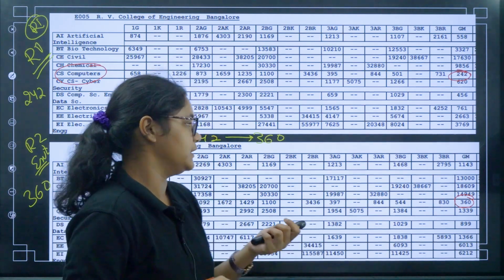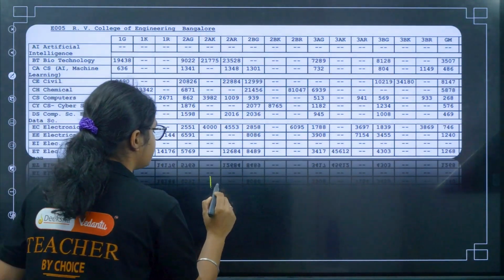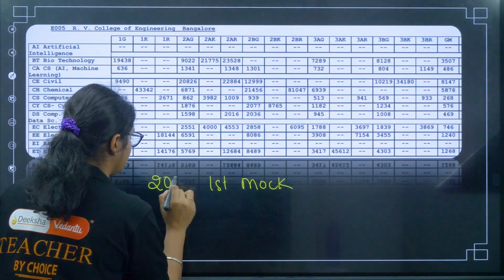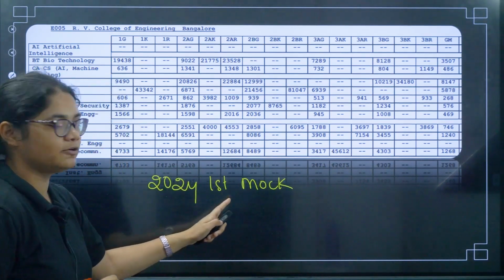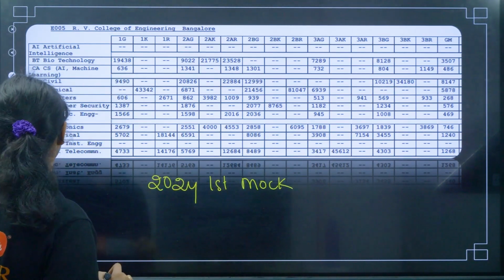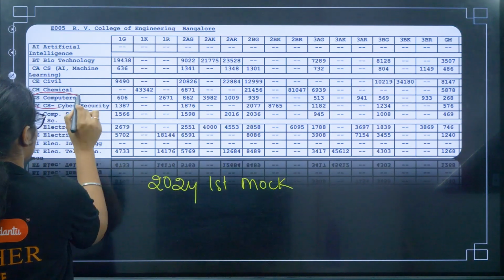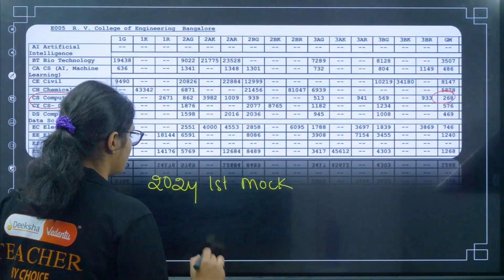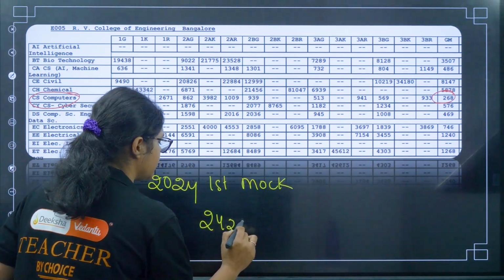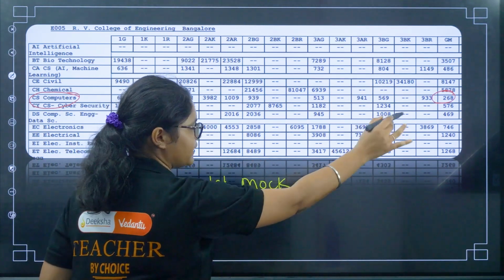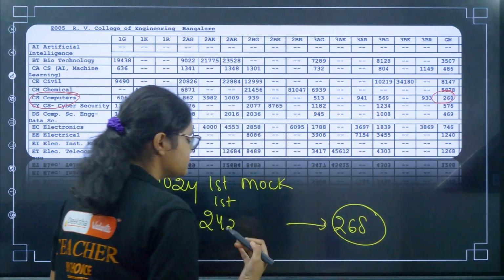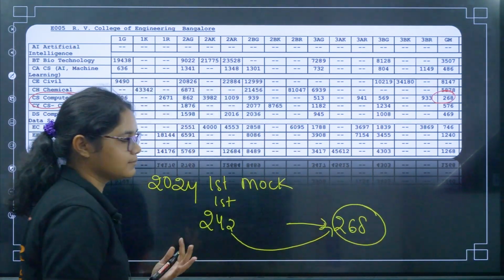Now let us see this year. This is your first mock allotment cutoff for 2024. If you see for computer science, you see 268. Earlier last year it was 242 in the first round, so this will be very near to this one, and now it is 268. So again the cutoff has decreased here, right?